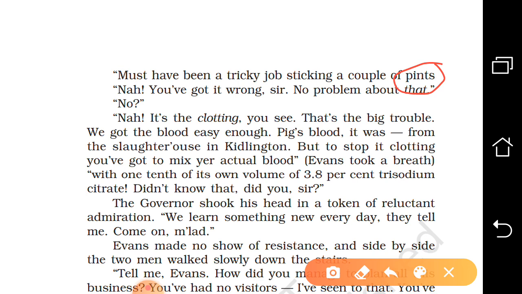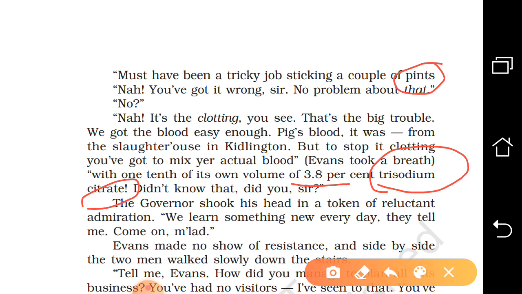You have got it wrong, sir. No problem about that. No, it is the clotting, you see. That is the big trouble. We got the blood easy enough. Pig's blood it was from a slaughterhouse in Kidlington. But to stop it clotting, you have got to mix your actual blood with one tenth of its own volume of 3.8% trisodium citrate. So in order to prevent the blood from clotting, they had to use 3.8% trisodium citrate. Okay, didn't know that, did you, sir? That is the secret, sir.